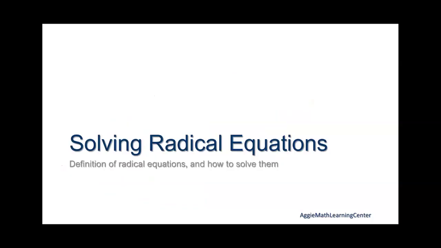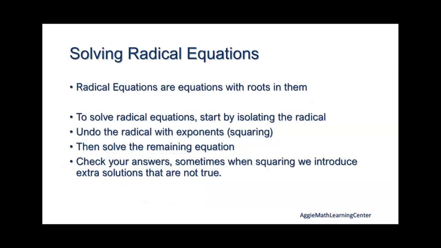So the last topic, covered in CBE 4, is solving radical equations. Radicals are where you have a square root or a cube root. Mostly in this class we're dealing with square roots, but it's similar concepts. Radical equations are equations with roots in them. To solve them, similar to absolute values, we want to first isolate the radical, get it by itself, and then we're going to undo the radical with exponents.